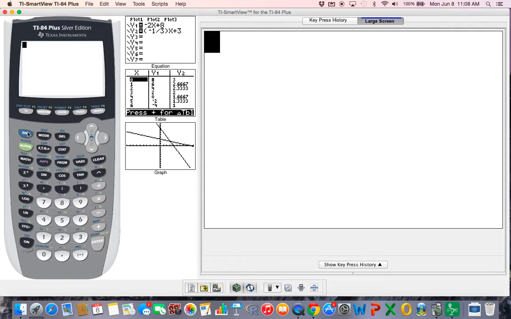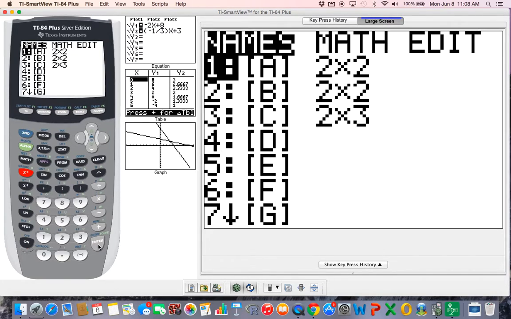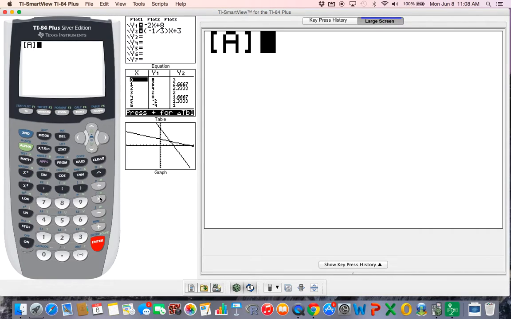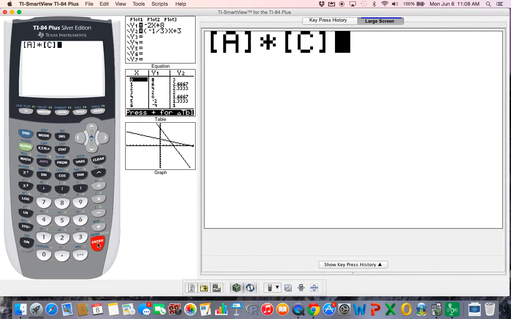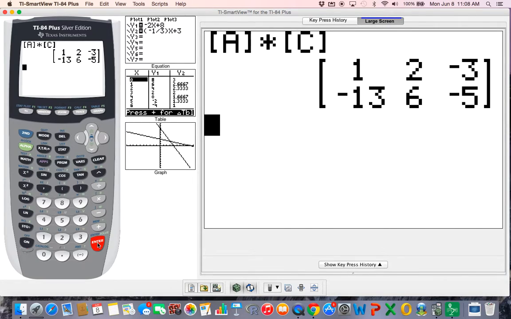So again, go to Matrix, select A, go to Matrix, come down, select C, hit Enter, and you'll see we get 1, 2, negative 3, negative 13, 6, negative 5, just as we did by hand.